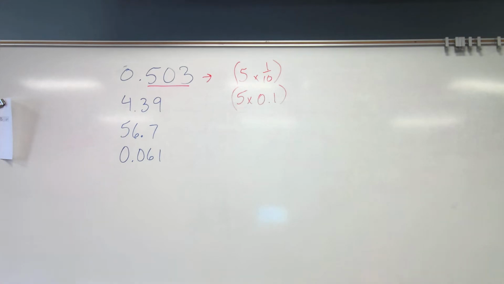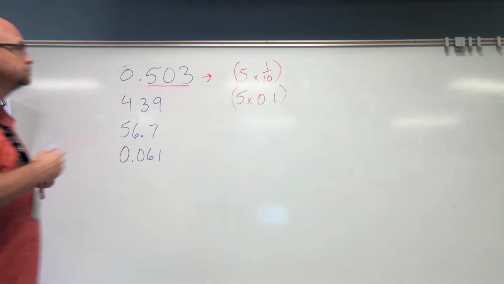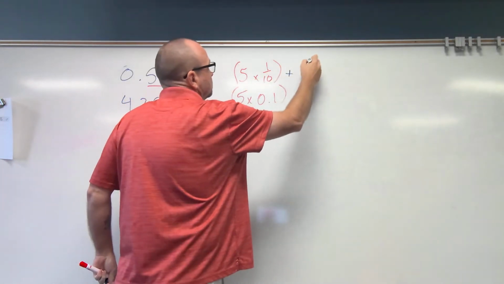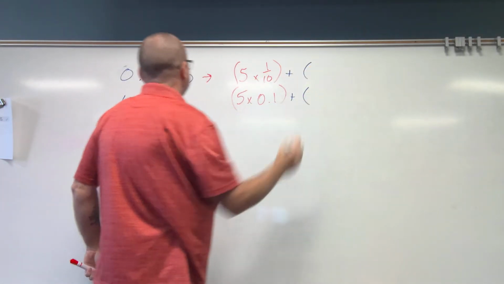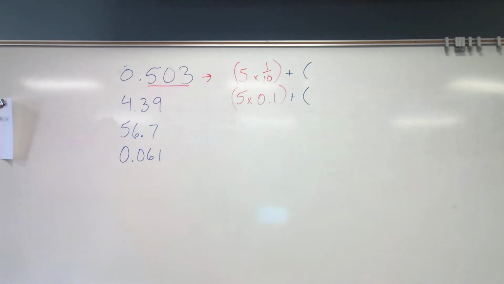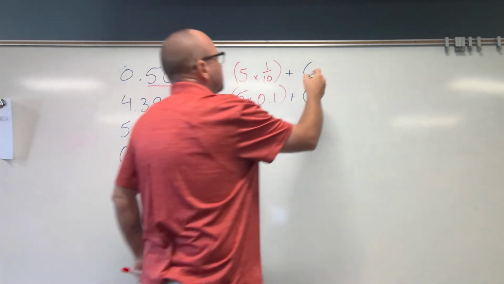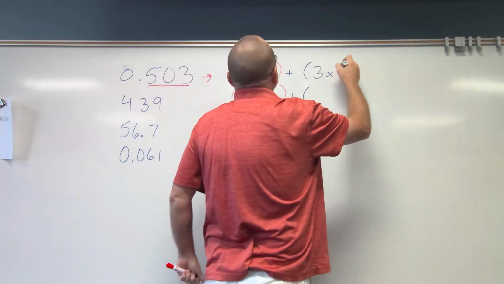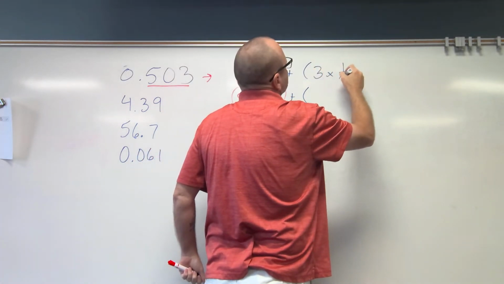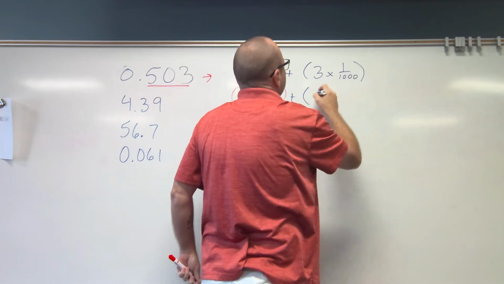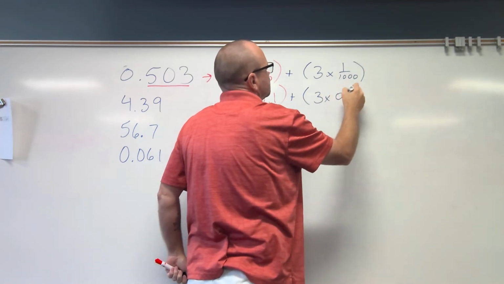So Tristan, where do I go next? Go to the 3 because you don't have to add the 0. Okay, and what am I doing with the 3? 3 times what? 3 times 1,000. 3 times 1,000. So 3 times 1, or 3 times.